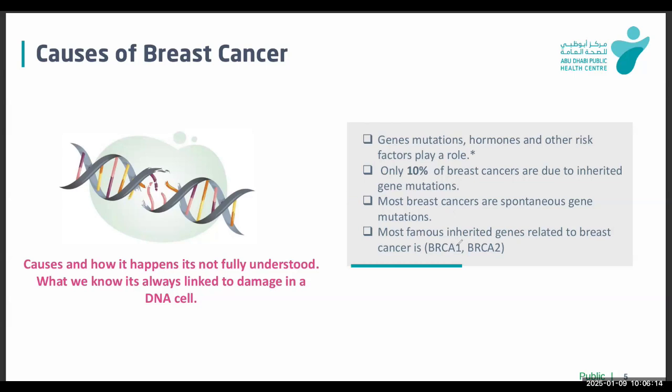So it's not like mostly these mutations are the main cause, because these mutations can be acquired or spontaneous gene mutations, which means the person is not genetically carrying the genes for the cancer, but there is some sort of spontaneous genetic mutation during their life, and they just start growing cancer. Only 10% of breast cancers are due to inherited gene mutations, which means a big chunk of the incidence of breast cancer is non-genetic. Non-genetic causes include hormonal changes and different types of contraceptives.